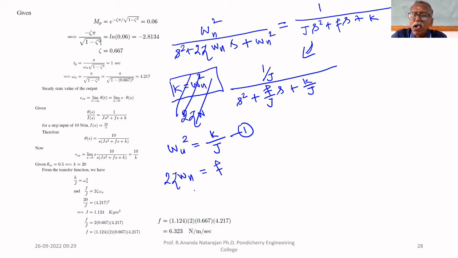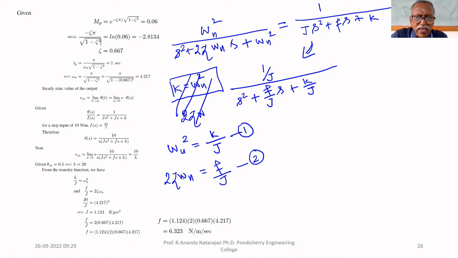Therefore, 2 zeta omega n equals f by J. We know zeta. This is the second equation. That's all. From these two, we already know one value. Two equations, two unknowns, so we can find them. When the number of unknowns and the number of equations are equal, we can find them. Now, what is the value of k? k equals 20.